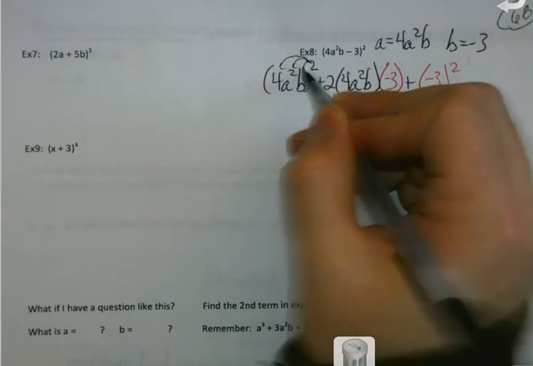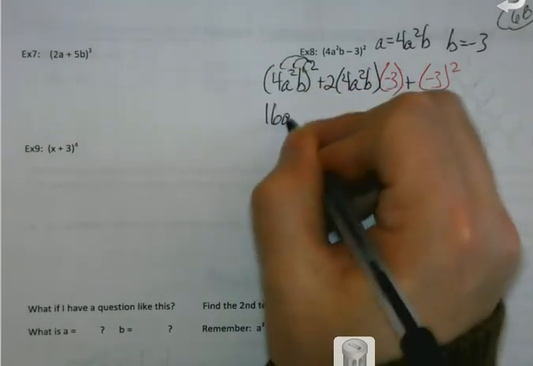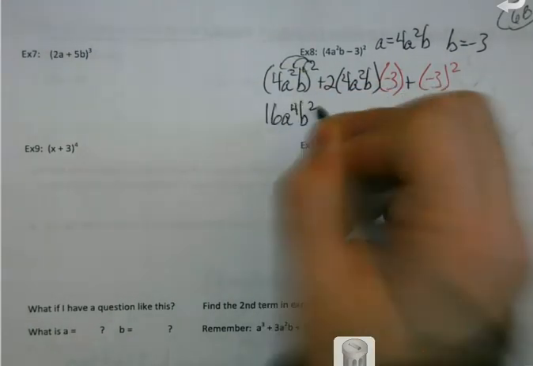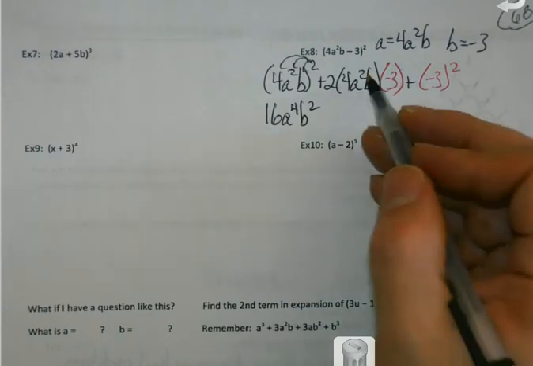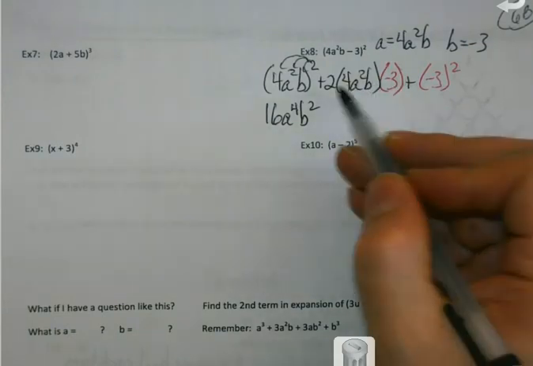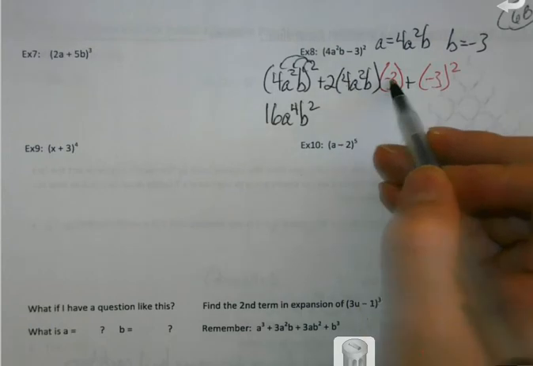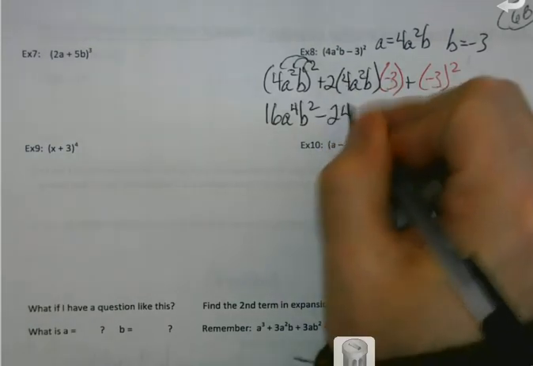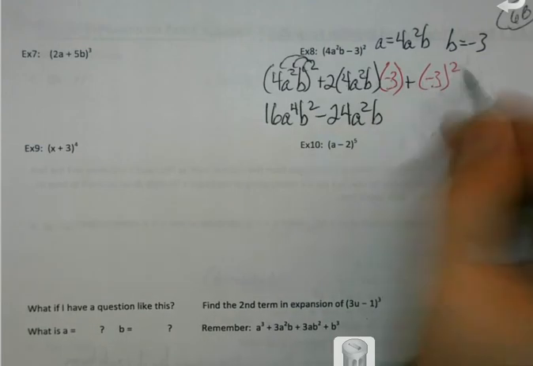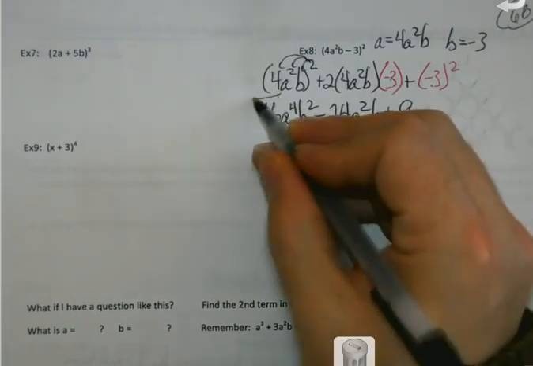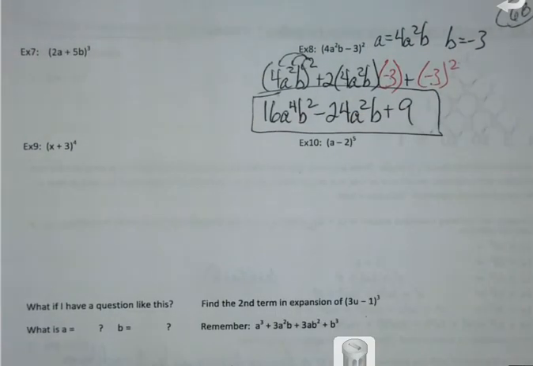And that squared goes all the way through on my first term. Now when I get to the middle term, be careful, that squared's not going to my 4, it's just going to that a. So 2 times 4 is 8, times -3 would be -24a squared b. And -3 quantity squared is 9. Good to go. So don't let the extra variable terms mess with you.